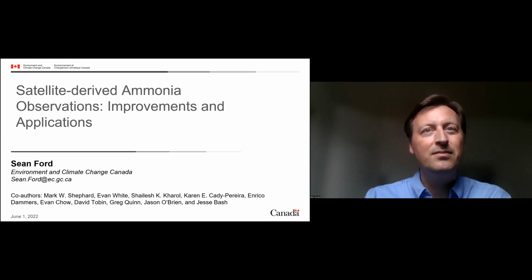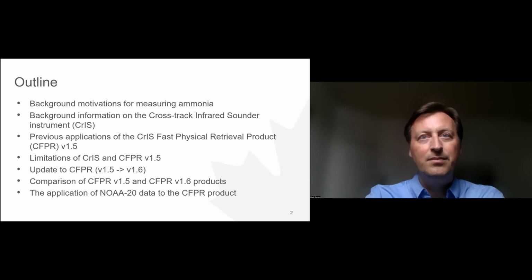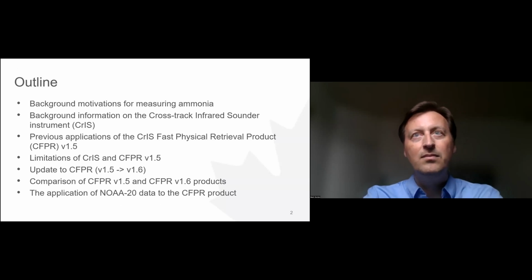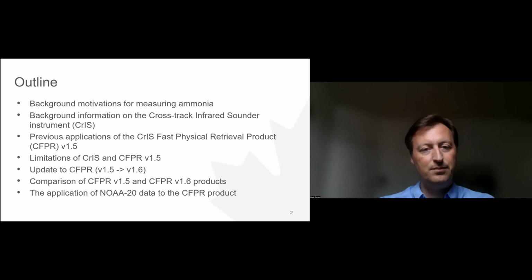Okay. All right, so hi everyone, my name is Sean Ford. I'm a co-op student from the University of British Columbia, currently working with Environment and Climate Change Canada. Today I will be presenting on satellite-derived ammonia observations and some of the improvements and applications we've done with them. Within this presentation, I will be discussing the background motivations for measuring ammonia, the background information on the satellite instrument we use to measure ammonia, the applications of the previous CRISP-Fast physical retrieval ammonia product, the limitations of that product and the update we've done to it, and the application of Noaa 20 data to that product.